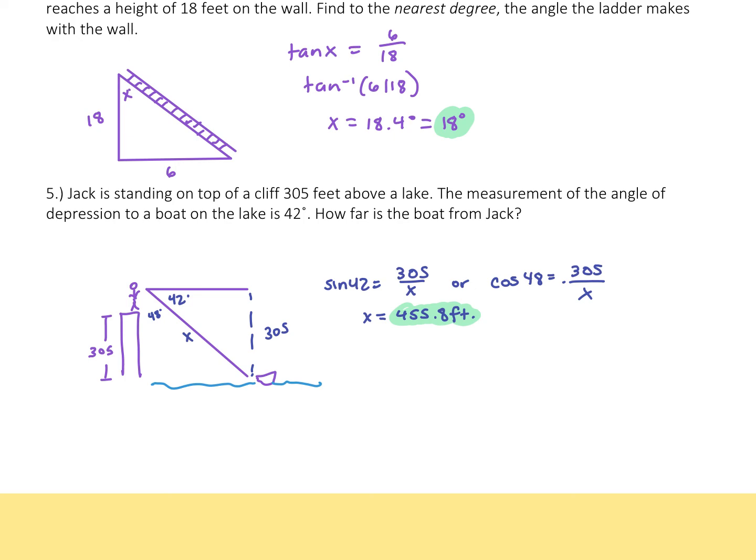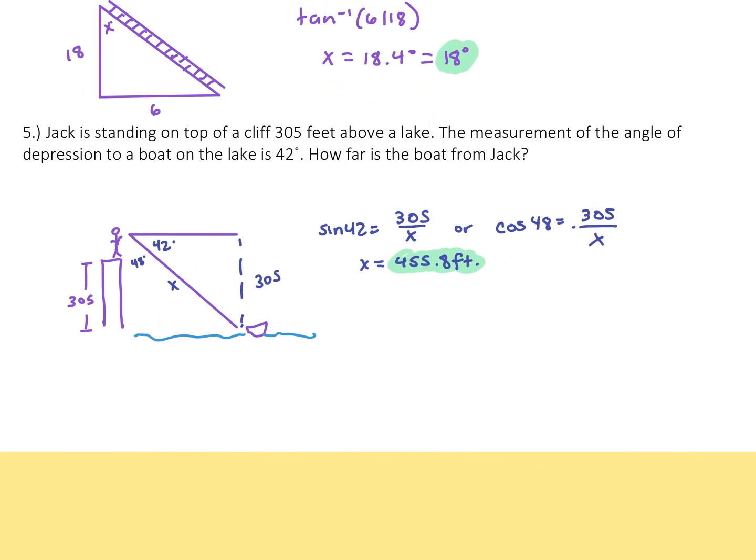All right, so 5 says Jack is standing on the top of a cliff, 305 feet above the lake. The measurement of the angle of depression to the boat on the lake is 42 degrees. How far is the boat from Jack? Because you'll see these in two different ways. One where they'll give you the height of Jack, so that you've got to add that on. In this case, they didn't give you the height of Jack, right? So if they had in here said Jack is 4 feet, then I would make sure I would add that on.